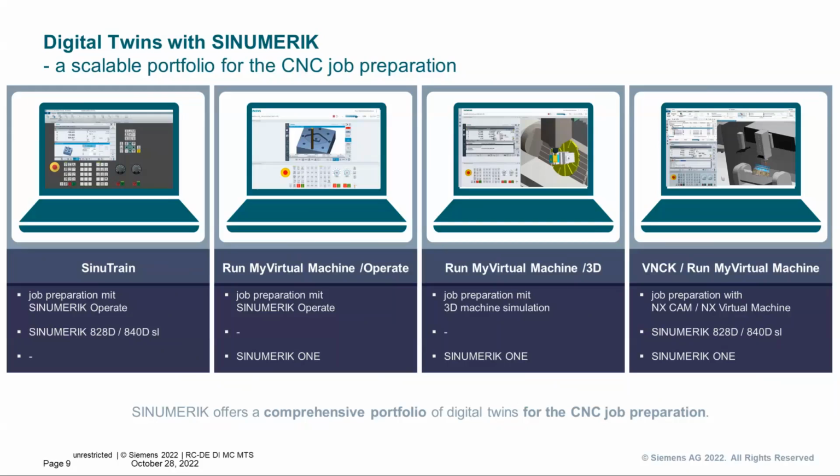Now, for our advanced users, we also offer the ability of embedding this type of functionality, this digital twin, right into the CAM system. Currently we do this with NX. So if you're running NX and you want a complete digital twin that's actually being driven by the Sinumerik control, what we call our virtual NC kernel, the movement that I see in the model is exact to what I'll see on the floor. We can do that with Run My Virtual Machine, VNCK, and that rides inside of NX. But today we're going to look at the 3D option of the software.